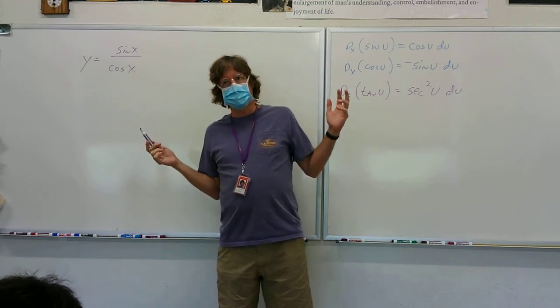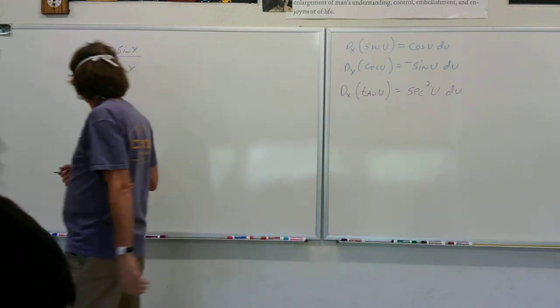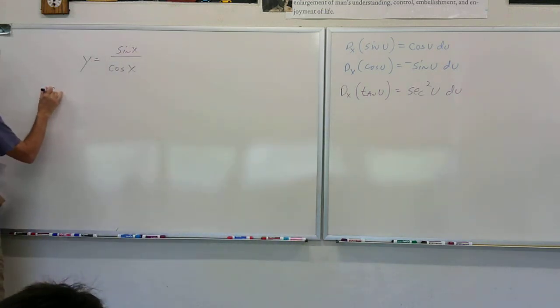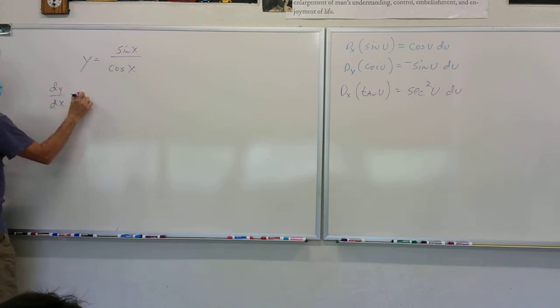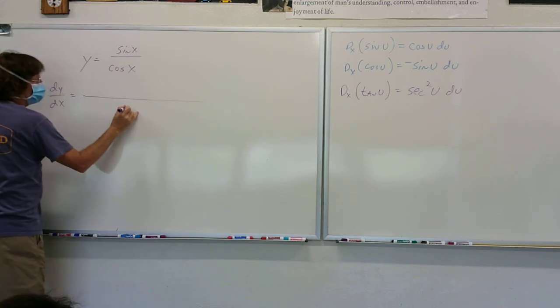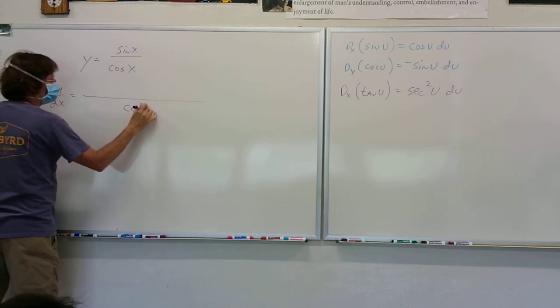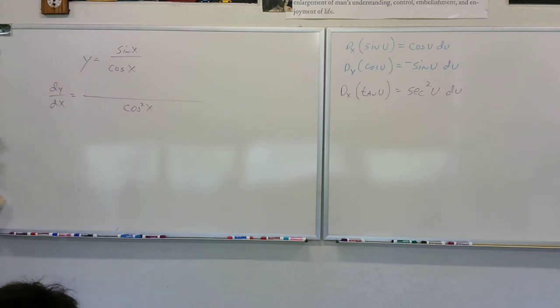But let's see what would happen if you did use the quotient rule. Pretend you didn't see it was tangent x. Let's use the quotient rule. A little practice here. You square the denominator. Is that all right? Then you write the denominator down.